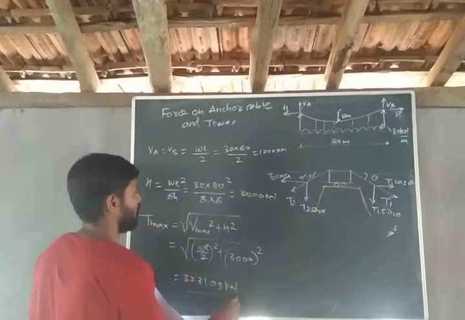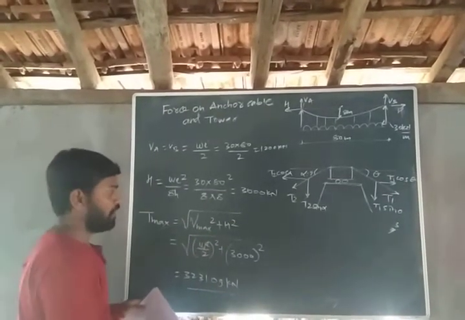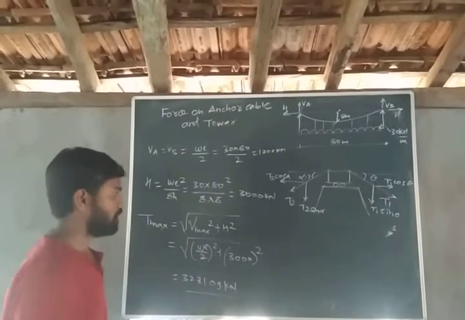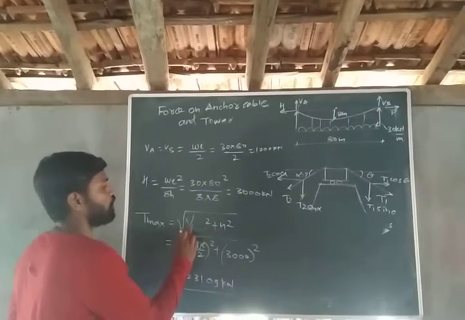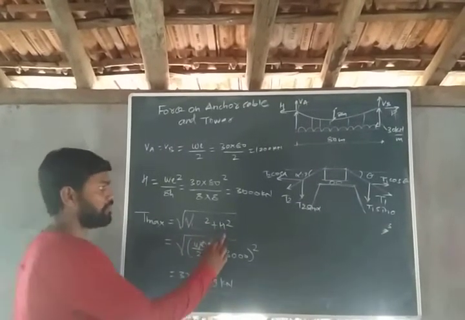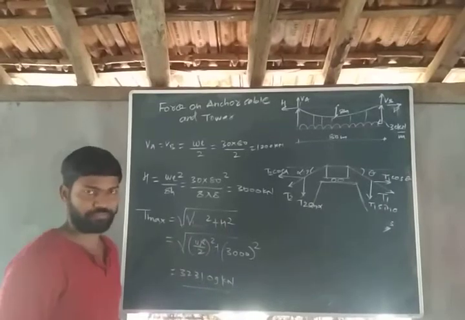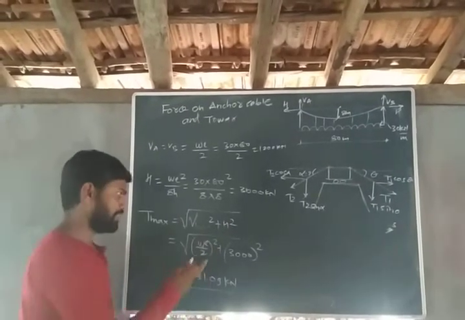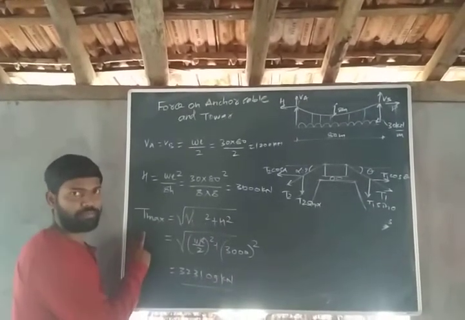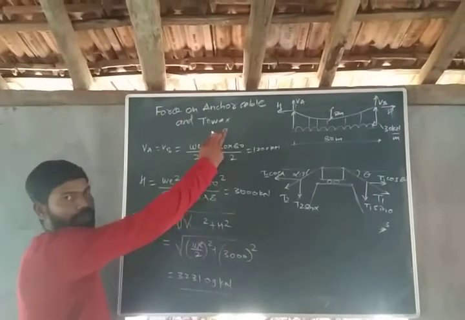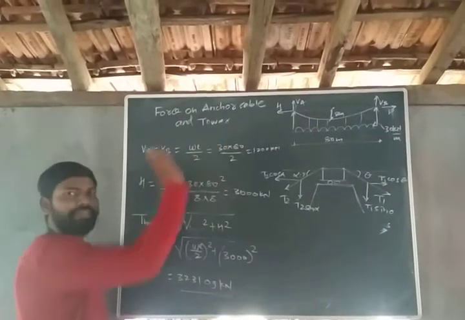Because we have seen H remains constant. The general formula for tension is T equal to square root of V square plus H square. H remains constant, only V varies. V changes, and where V is maximum, T is maximum. V maximum is at the support. So T maximum will also be at the support.